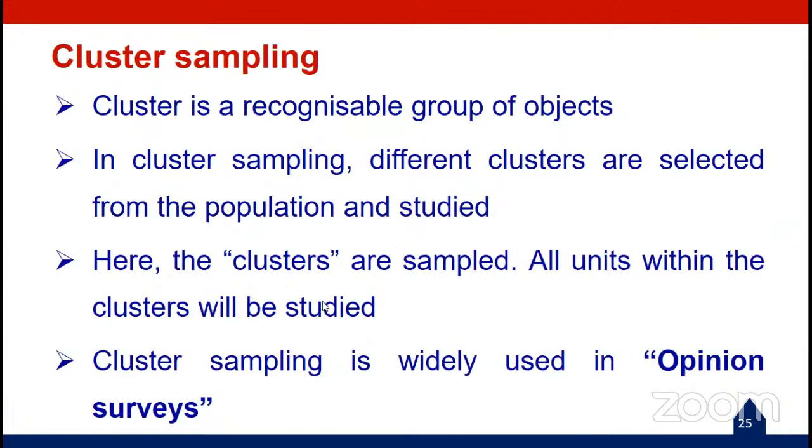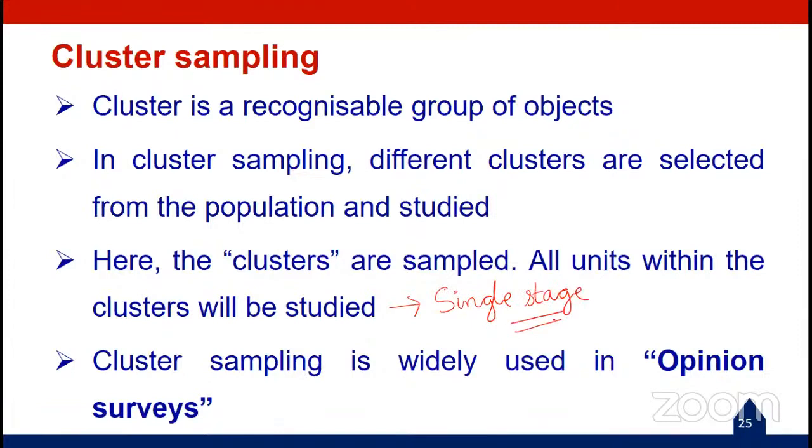So in cluster sampling, we select a group of individuals or clusters. A cluster is a recognizable group of objects or individuals. In cluster sampling, we select the clusters, and all the units within a cluster will be studied. That is, we will be collecting the data from all the individuals within a cluster. So this is specifically single stage cluster sampling or one stage cluster sampling.